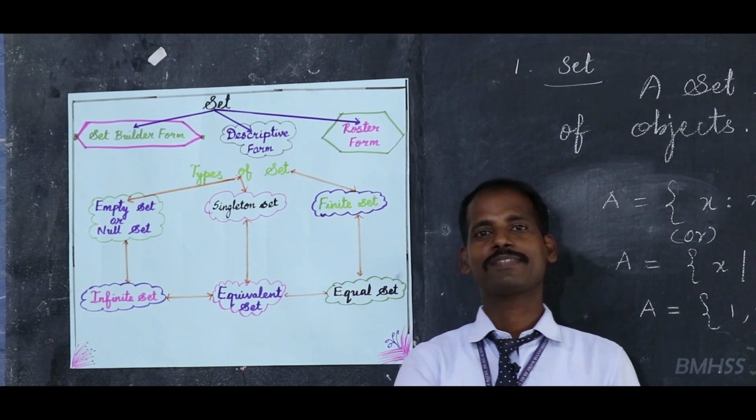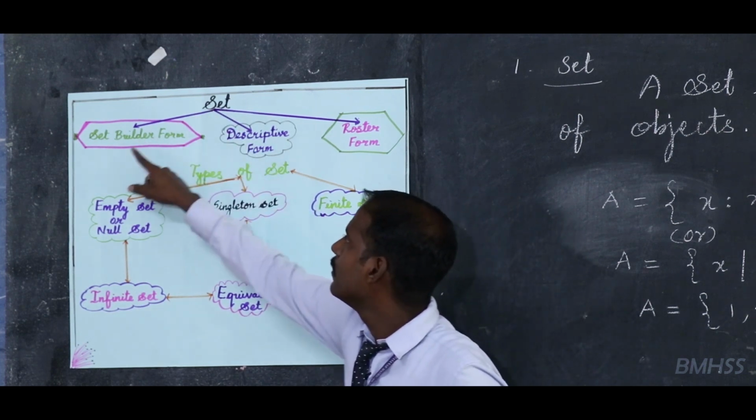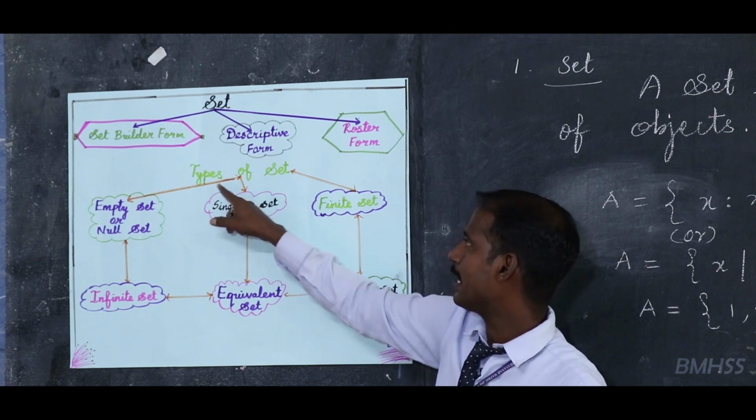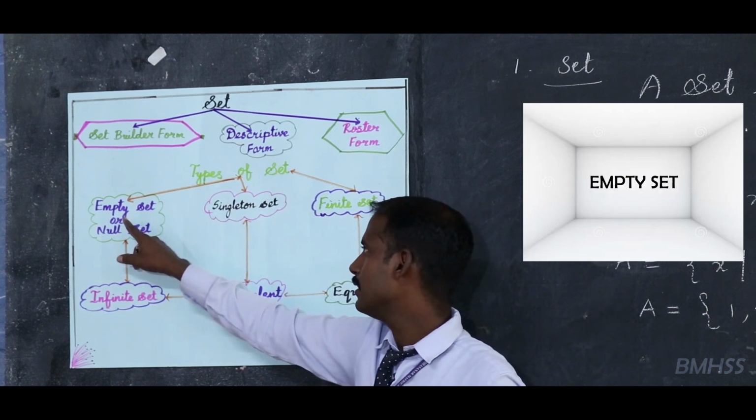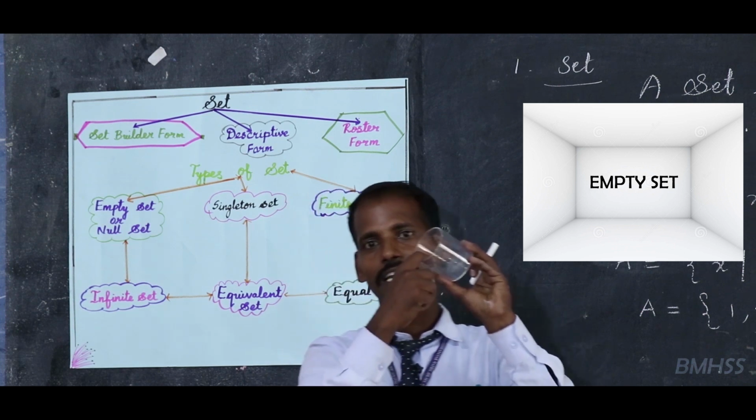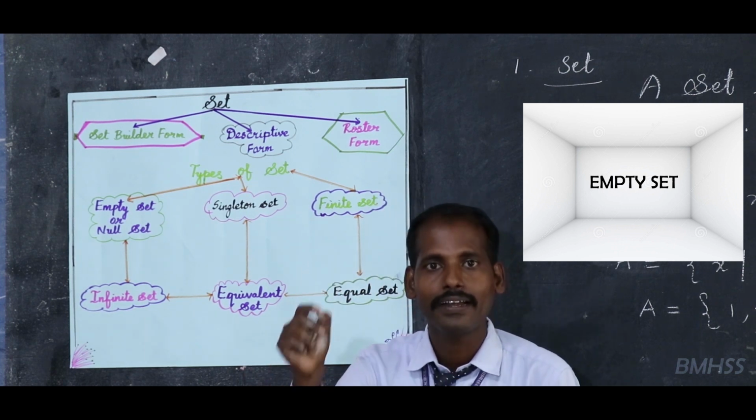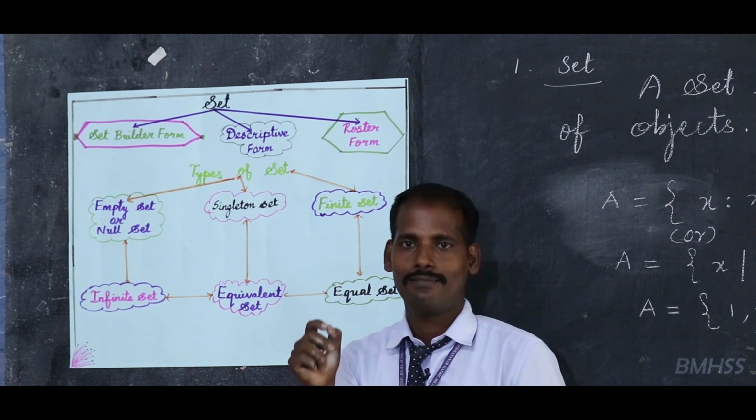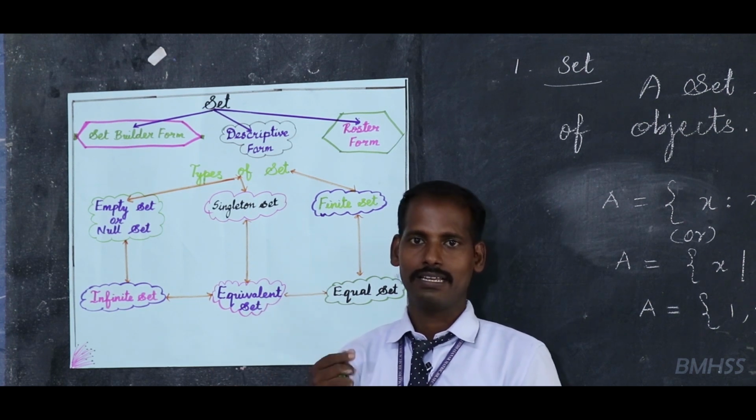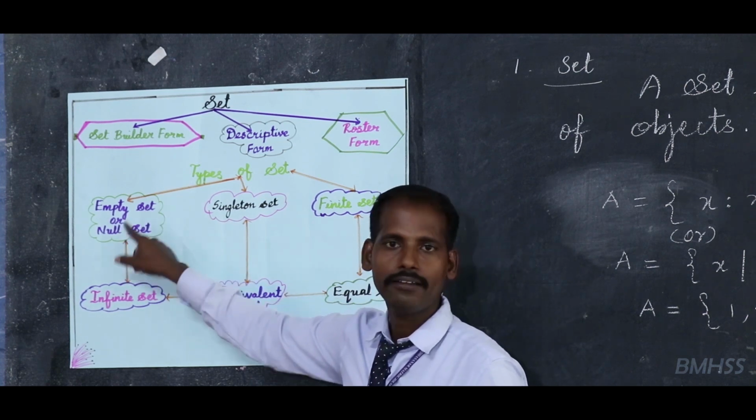Now we are going to see types of set. Types of formats we have already seen: set builder form, descriptive form, roster form. Now types of set. First one, empty set or null set. Empty means no elements. A set containing no elements is called empty set or null set or void set. Null means no elements, nil. It is empty set or null set or void set.